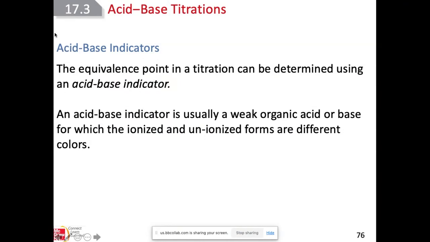The acid-base indicators, the solutions themselves, are usually weak organic acids or bases. What is important here is that the ionized and unionized forms of those indicators have different colors. That is important because indicators will tell us that we are near the equivalence point, and that's what we call the end of titration. We stop titrating when we see the color change.